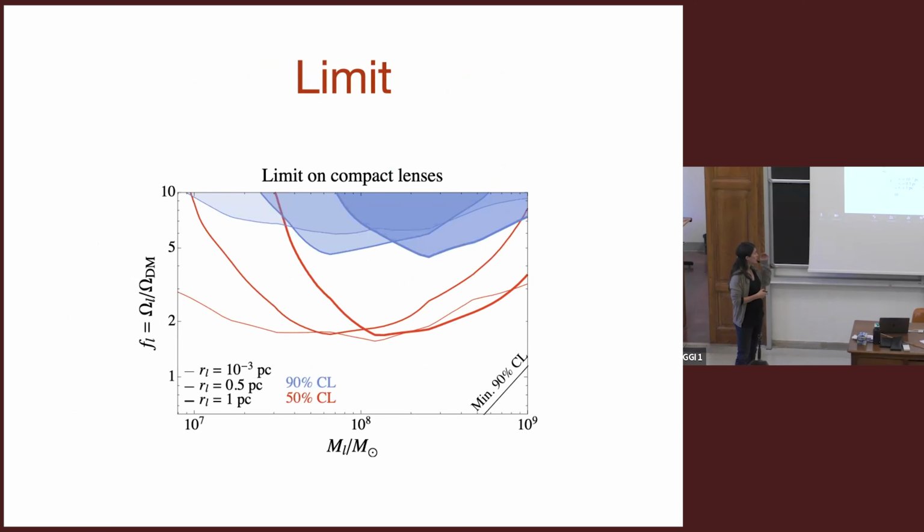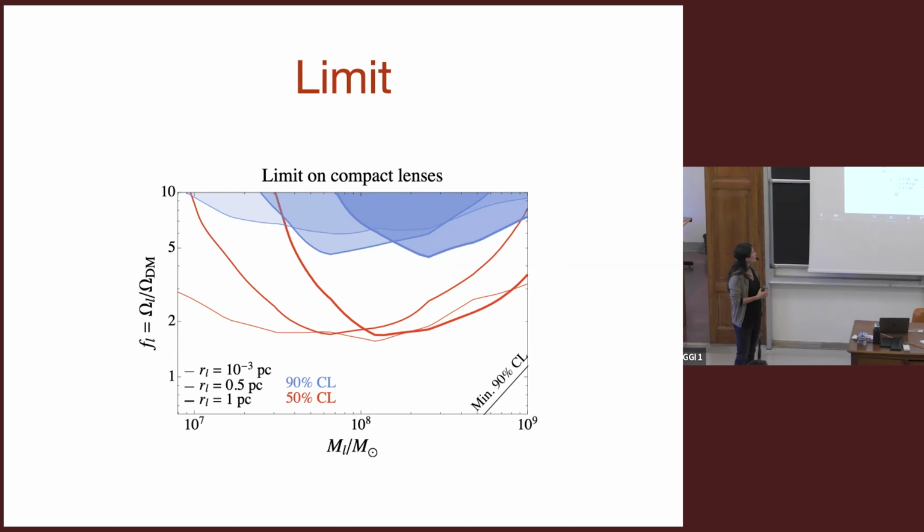And this is the result that we get by doing the analysis on Gaia data release 2, which corresponds to approximately 2 years of observation. Fractional abundance of compact lenses as a function of mass for a few different physical sizes. So as you might notice here, we're not yet sensitive to a subfraction of dark matter in the form of compact lenses.